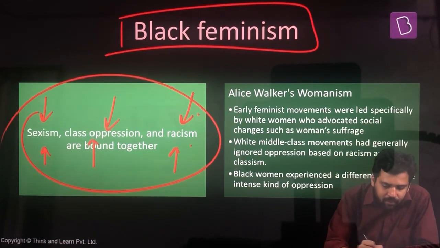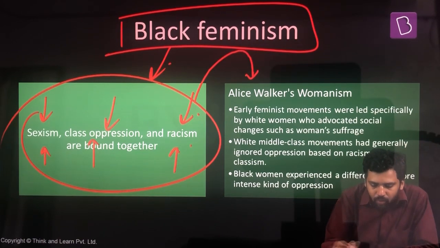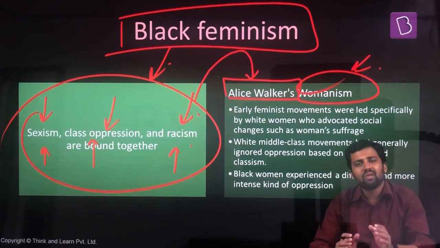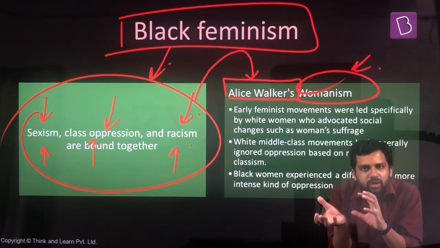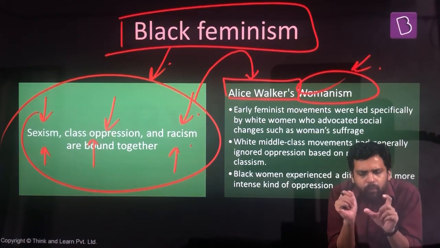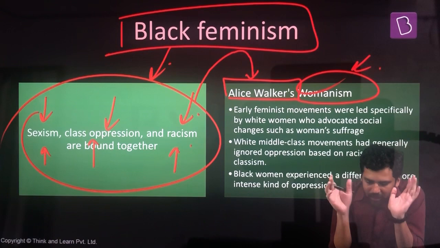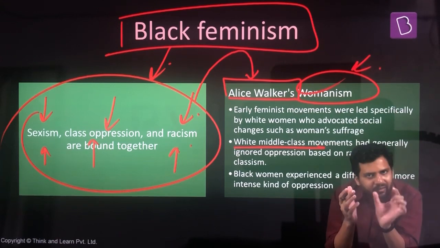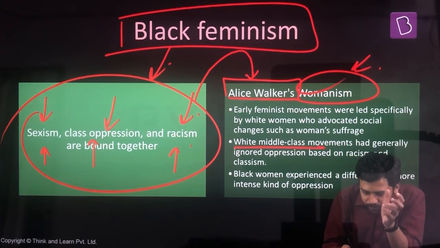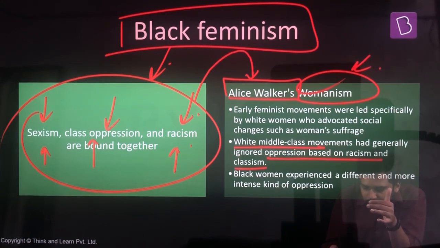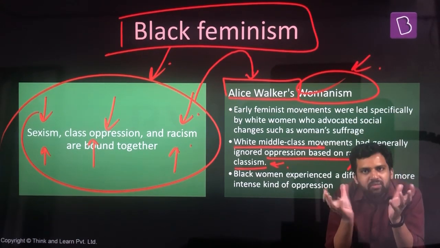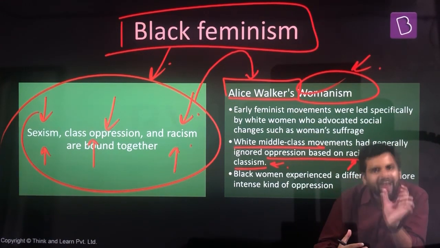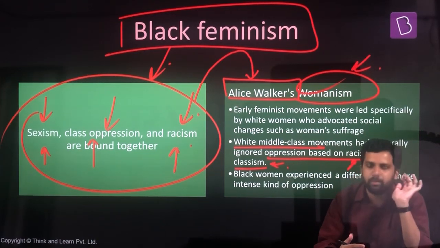Black feminism also gave rise to what is referred to as womanism, Alice Walker's womanism. Now, what is this? The early feminist movements that we saw, first wave, second wave, were based on the experiences of primarily white middle class women or upper class women. They had not taken up issues related to oppression on the basis of race and class. So the feminist movement in the initial phases only talked about the experiences of white women, and that too those who belong to the middle classes or the upper classes.